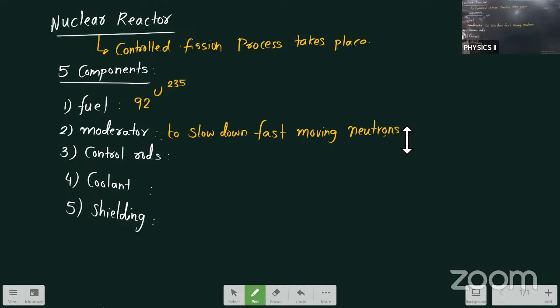Next, once the neutrons are slowed down, what will happen? Those neutrons will do fission process with another uranium or get attached to another uranium. Again, due to this reaction, further 3 neutrons will be emitted. This process goes on. In order to control this process, we'll be using control rod. These are neutron absorbing material.